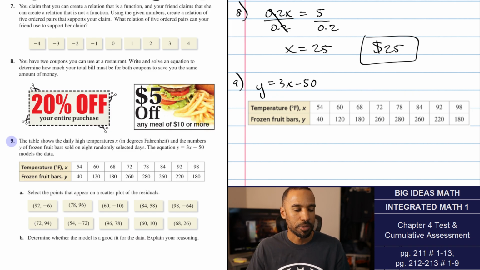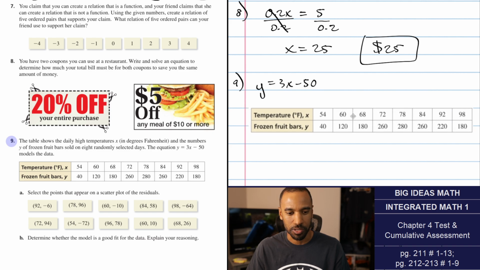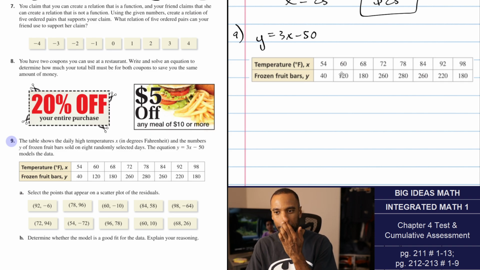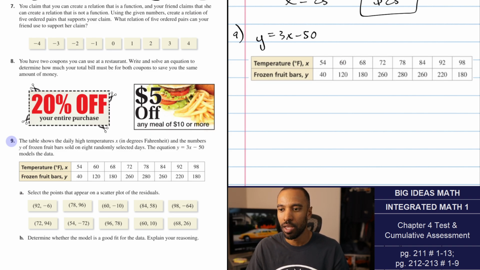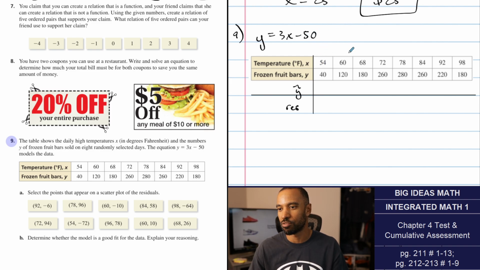Select the points that appear on a scatter plot of the residuals. So for the residuals, what we need, guys, is the difference between our model, what I call Y hat, and the Y. So I need to substitute. I wish these were in order and that I could do this without a difficult plug-in process, because now I have to do 3 times 54 minus 50, etc.